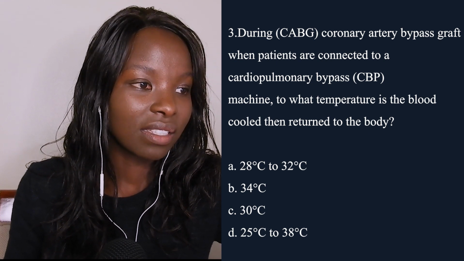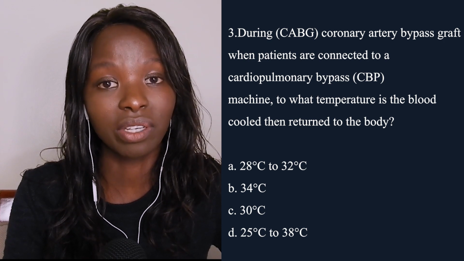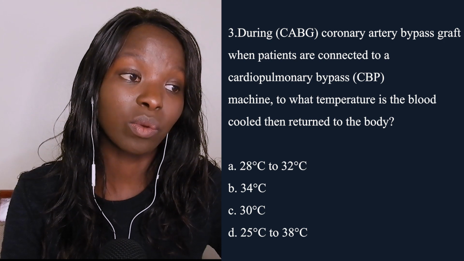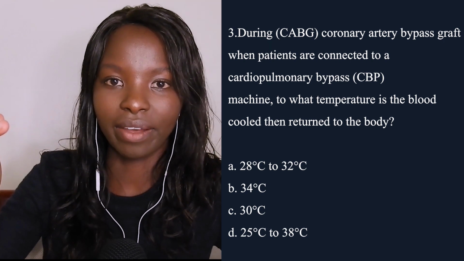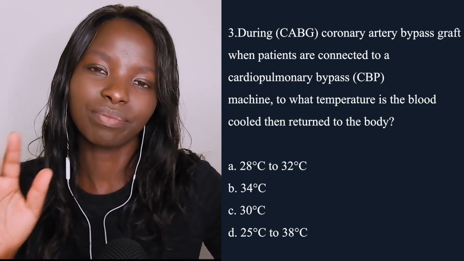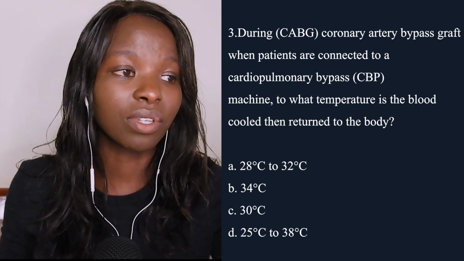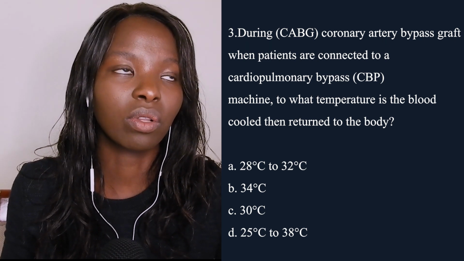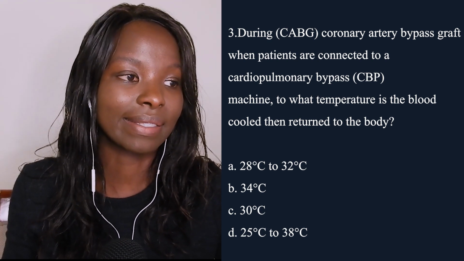So, let's do it by elimination. 25 to 38 degrees Celsius is out of the question because that's basically a fever. That's too high. 30 degrees Celsius is within the range, but we really cannot aim for a specific figure. It's important to have a range, and that way, if a patient fluctuates within that range, then they are within a safe number. 34 degrees Celsius is out of the question because that wouldn't really be cooling down the body all the way. So 28 to 32 degrees Celsius is the correct answer.